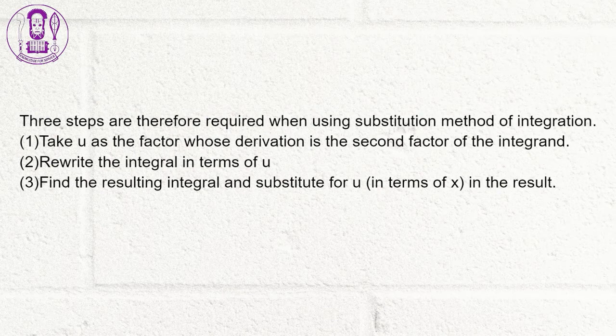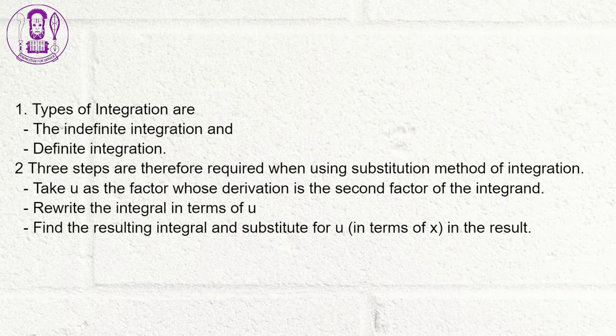Summary of study session 8. In this study session 8, please note the following. 1. Types of integration are A. the indefinite integration and B. definite integration. 2. Three steps are required when using the substitution method of integration. A. Take u as the factor whose derivative is the second factor of the integrand. B. Rewrite the integral in terms of u. C. Find the resulting integral and substitute for u, in terms of x, in the result.